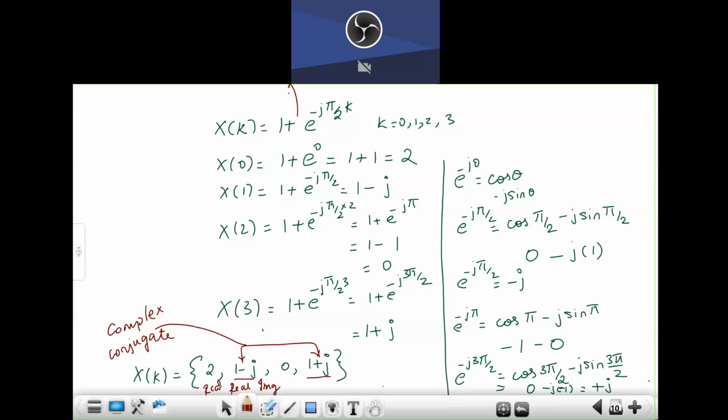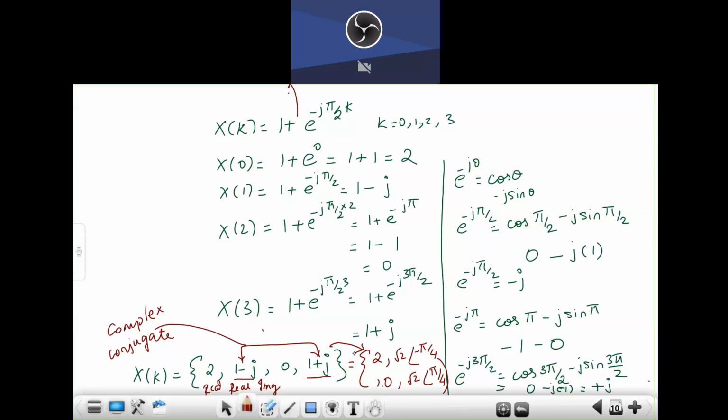Okay. So what you should get here is, for this one, the magnitude plot will be: 1 minus j is root 2 at an angle minus pi by 4, the next one is 0, 0 is 0 itself. 1 plus j will be root 2 at an angle plus pi by 4. If one is minus pi by 4, the other will be plus pi by 4. So you can do this in your calculator directly.